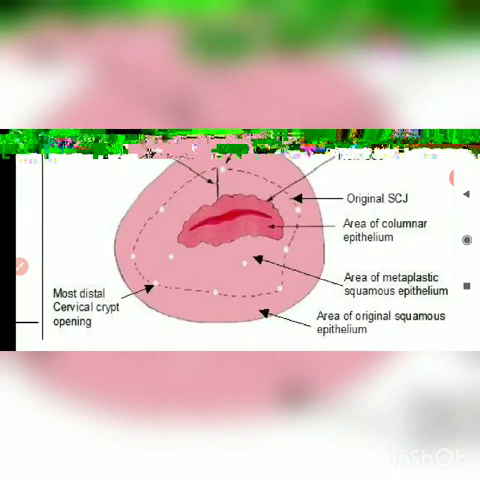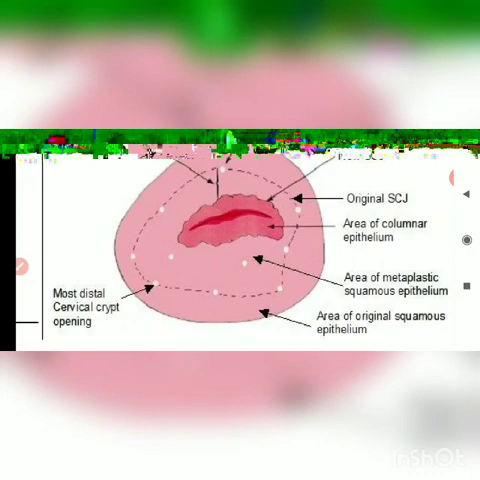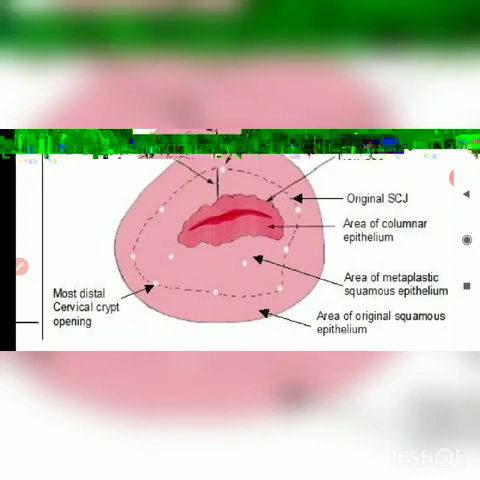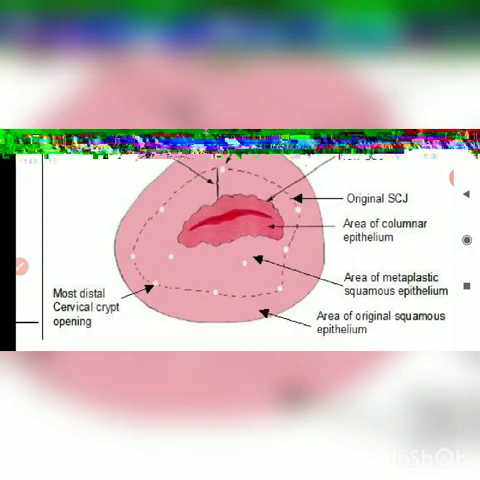Now, coming back to the two terms, erosion and ulcer. What is an ulcer? An ulcer is nothing but a breach in the continuity of the lining epithelium. So if there is any breach in the continuity of the lining epithelium, it is known as an ulcer, whereas erosion means when an ulcer is replaced, when any epithelium is replaced by another epithelium.